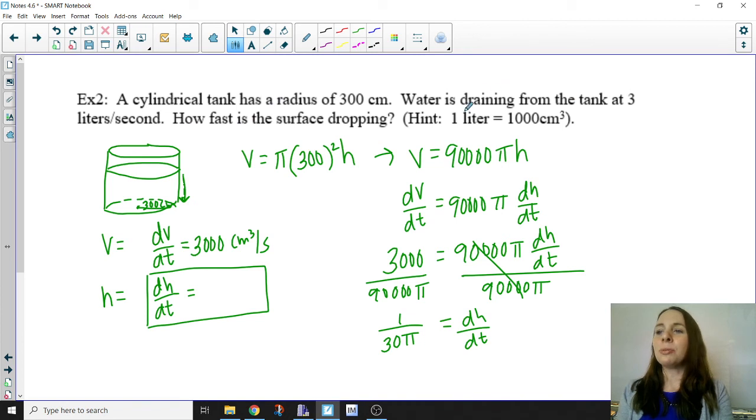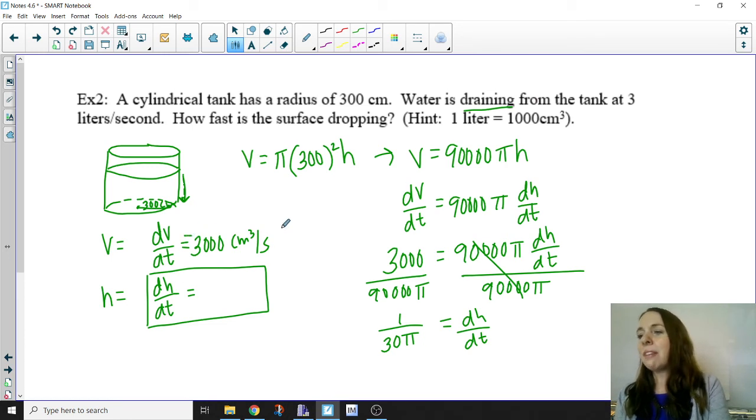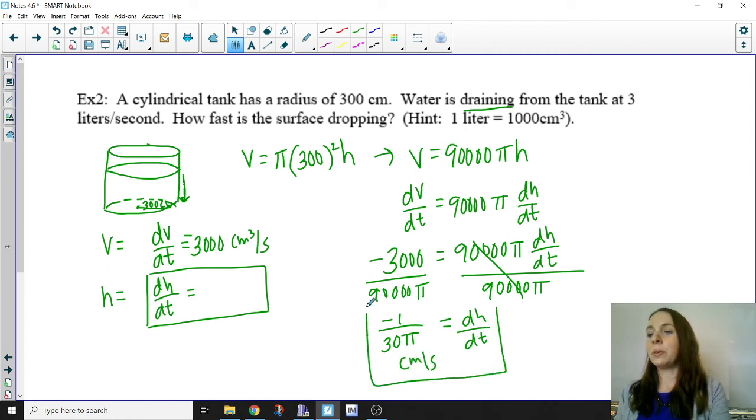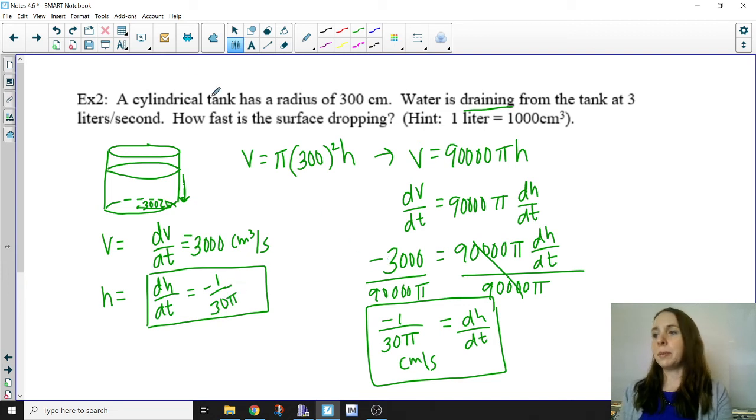The water is draining from the tank, which means the volume is decreasing. That dV over dt should be negative. Negative, and dH over dt should be negative, right? Okay, so negative 1 over 30 pi centimeters per second is our correct answer for how fast the surface is dropping. Yay. I should have said I did it on purpose, but I can't make that work.